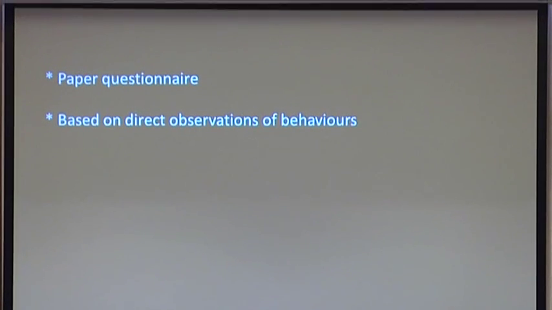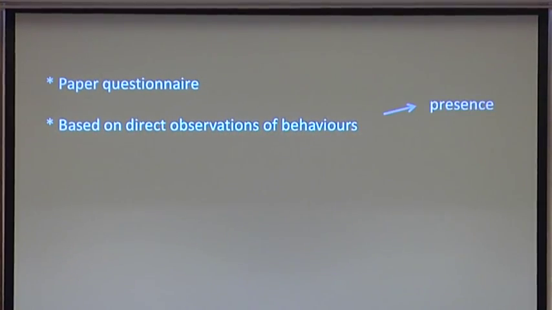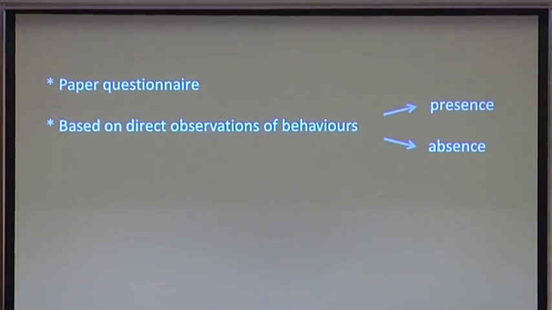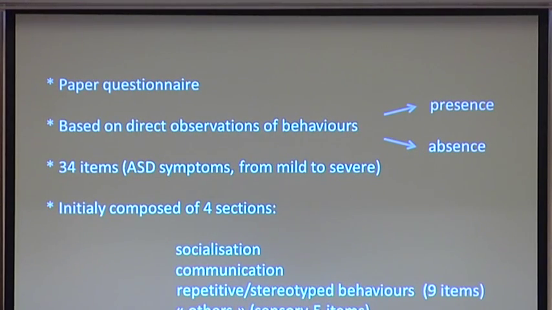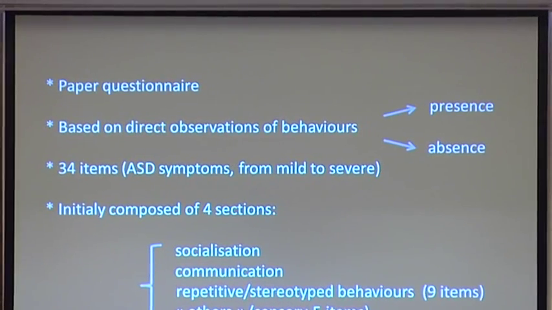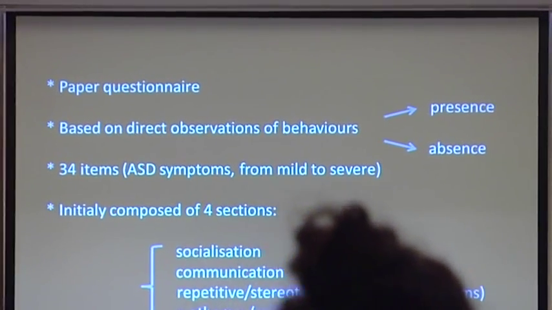Okay, so the screening tool in itself is a paper questionnaire for now. It's based on direct observation of behavior, either the presence of atypical behavior or the absence of so-called normal behavior and milestones. It's composed of 34 items, so mainly ASD symptoms ranging from mild to severe degree. It's composed of 4 sections, which are socialization, communication, stereotype behavior, and a section I called Other, which include sensory items and symbolic play. I didn't put socialization and communication together as in the DSM-5 because at the time it was easier for me to collect the data and analyze them.